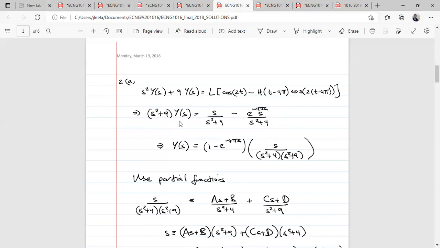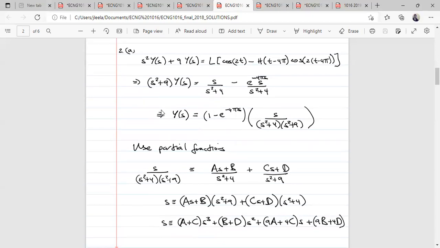So your Y(s) here will be s over (s squared plus 4)(s squared plus 9), right? This term here, when you multiply by 1, you'll get it back. And then when you multiply by e to the minus 4 pi s over s squared plus 4, you'll get the next term here.